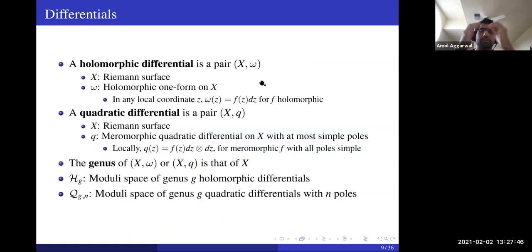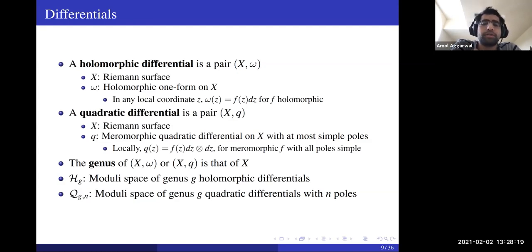So as I said, I'll be talking about some applications of these results in the next several slides. To do that, I'll start by defining these differentials, which will be the types of objects that we'll see applications to. A holomorphic differential is a pair (X, omega), where X is a Riemann surface and omega is a holomorphic one-form on X. In any local coordinate, that means omega is like f(z) dz for some holomorphic function f.